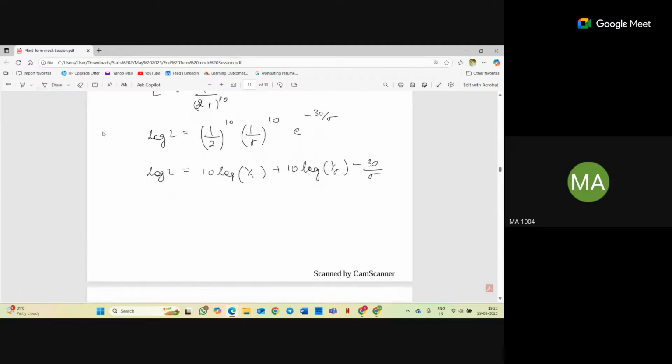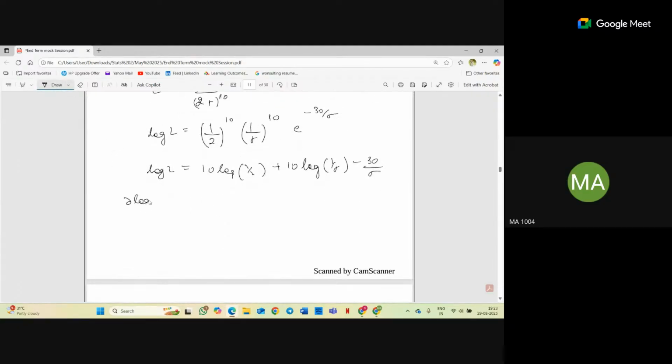Now I will differentiate it with respect to sigma. The first term will be 0 only. Now this will be 10 into sigma into minus 1 by sigma square, and this will be plus 30 by sigma square. Could you come again with these steps?